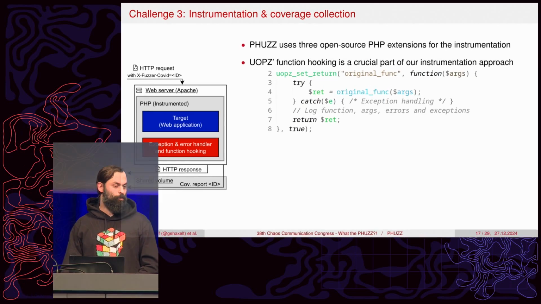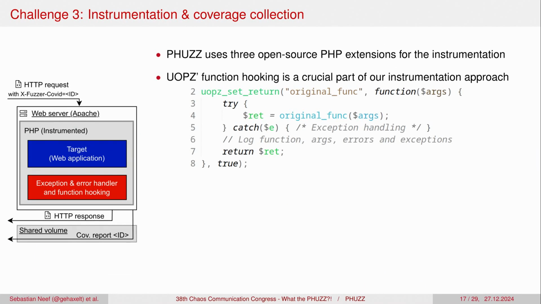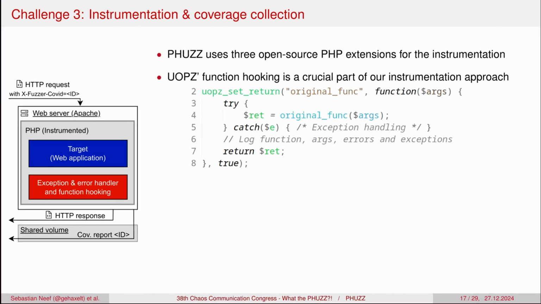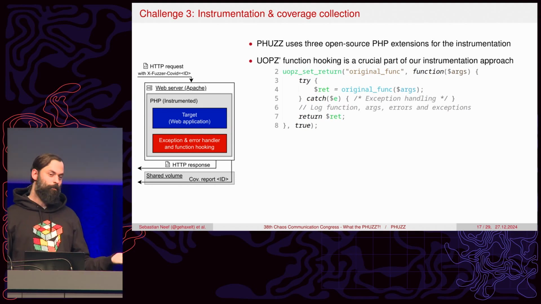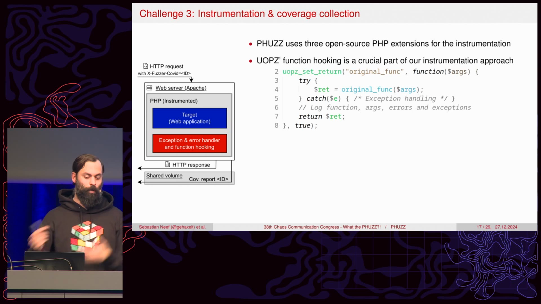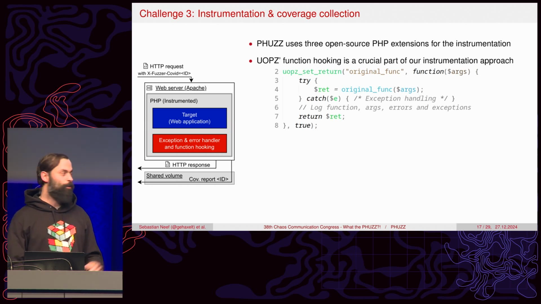So how does the function hooking work, which is quite a crucial part of our instrumentation approach? UOPZ provides the uopz_set_return function, and you can pass it the name of a specific function you would like to hook into and overwrite the return value. And we use that approach to hook into some of the native PHP functions and some of the non-native PHP functions provided by the web application that we are fuzzing, in order to wrap those function calls in a try-catch.